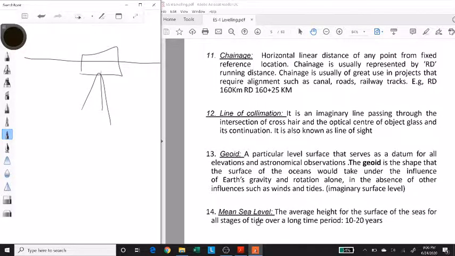What we use in survey is the mean sea level, which is the average height for the surface of seas for all stages of tide over a long period of time, 10 to 20 years. Since the mean surface level of seas and oceans keeps on changing due to tides and waves, the average height over a long period is called mean sea level.